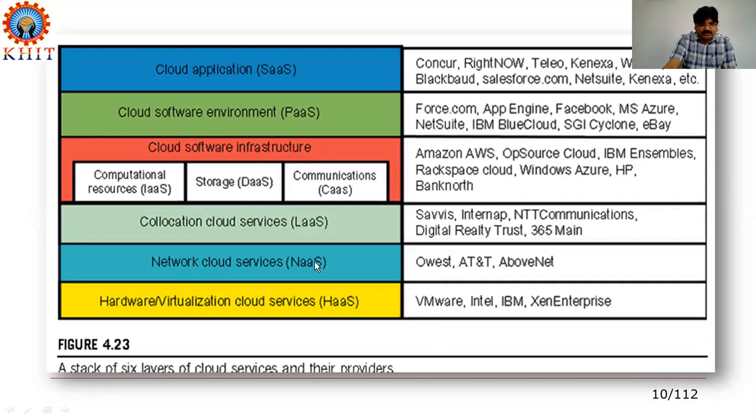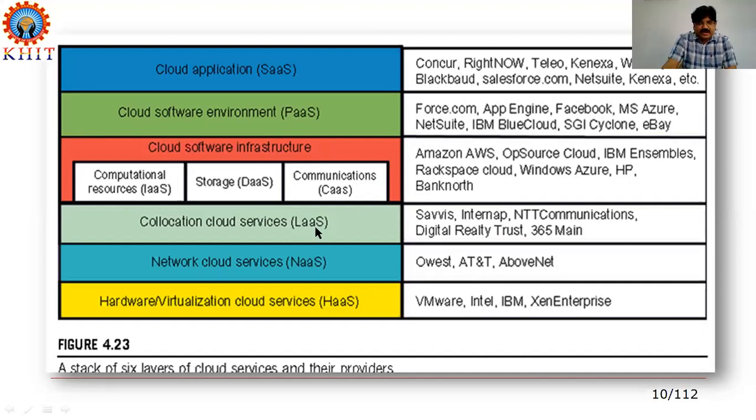And coming to networking as a service, networking as a service will be provided to the end users by cloud service providers. Well-known cloud service providers are AT&T. AT&T is a laboratory available in the United States. They are providing cloud services to the end users like networking as a service. And another familiar cloud service provider is the above net.